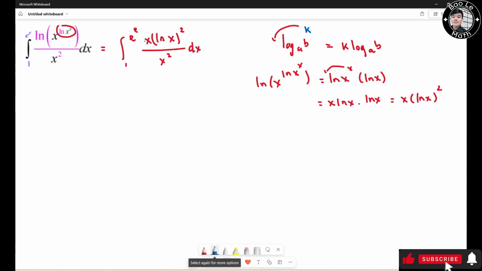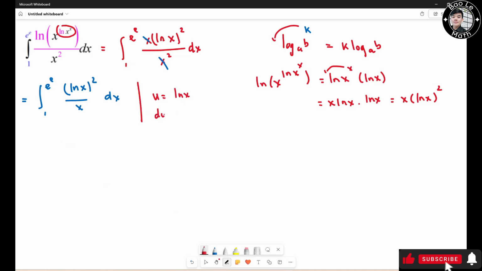Now, this cancels out. So I have the integral from 1 to e to the e of natural log of s all together squared over s ds, right? So I can use substitution, right? I'm going to let u be natural log of s. So du equals 1 over s ds, right? And I just change the bounds.